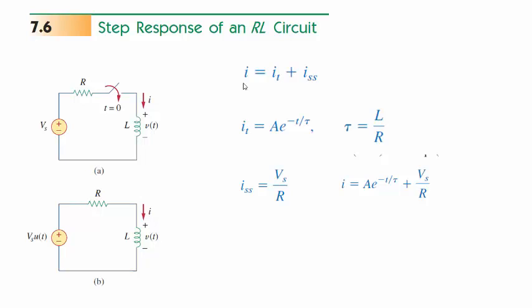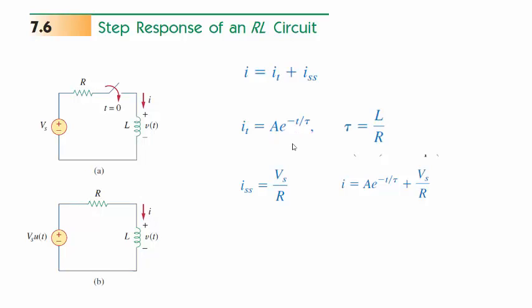So what we know is that the current in the circuit, which is the current in the inductor, as a function of time, all of these are functions of time, will be the transient response plus the steady state response. The transient response is going to be a decaying exponential, and the steady state response is going to be what the current is after infinity time has gone by.